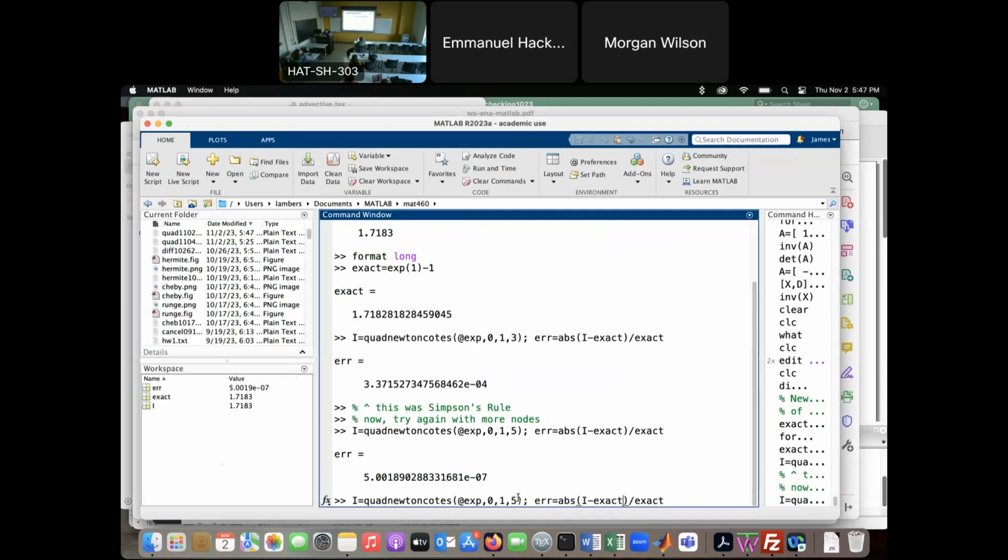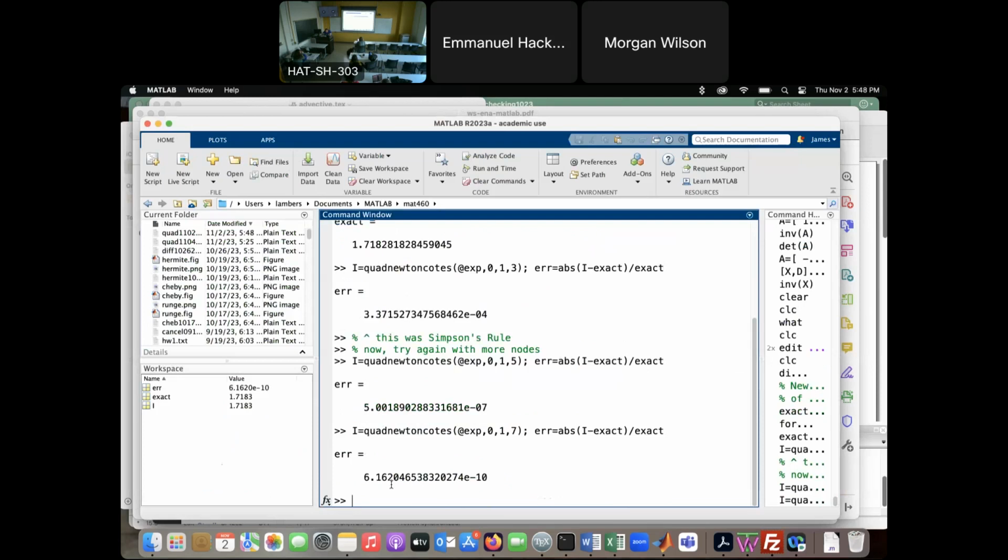Let's step up to 7. So in other words, you're fitting an exponential with 7 nodes. It's a 6-degree polynomial and integrating the polynomial exactly. Okay, yeah, all right. So our error is going to 0. Everything looks pretty hunky-dory.